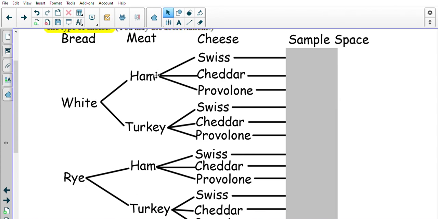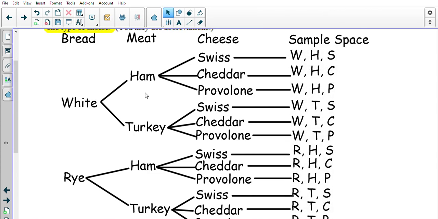Now, off of each of my meats, I have 3 different choices for the cheese. I've got Swiss, cheddar, and provolone. So notice I have 3 branches coming off of each of the meats. 3 off of this ham, 3 off this ham, 3 off this turkey, 3 off of this turkey. If I want to figure out my sample space, again, I'm just going to follow those branches.